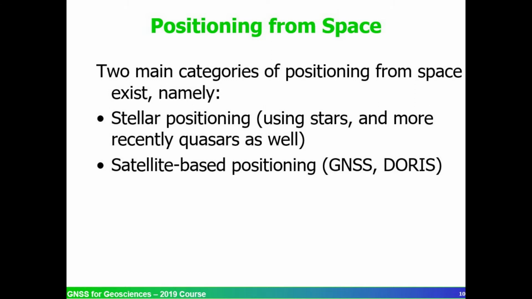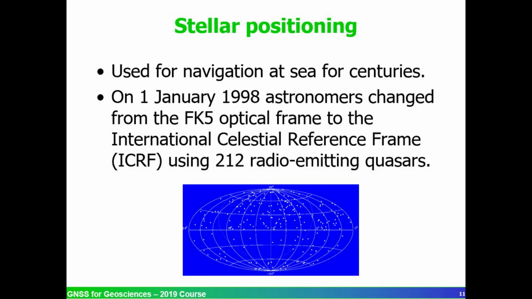There are two main categories of positioning from space, namely stellar positioning using stars and, more recently, quasars as well, and satellite-based positioning, GNSS, DORIS. Stellar positioning was used for navigating the sea for centuries.